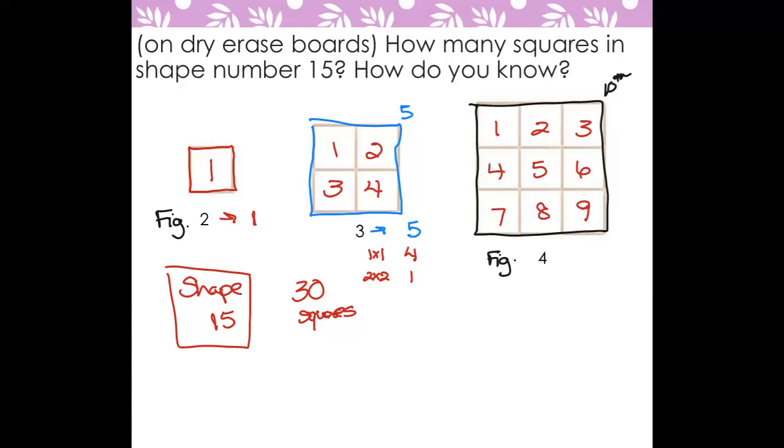12. How did you get that? So how many 1 by 1s are there? How many 1 by 1s are there? Anybody? 9. And what else do we have in there? What other size squares are in there? For figure 4, what number did you say? 12. How did you get 12? How many 2 by 2s are there?